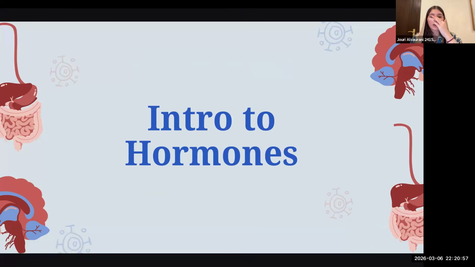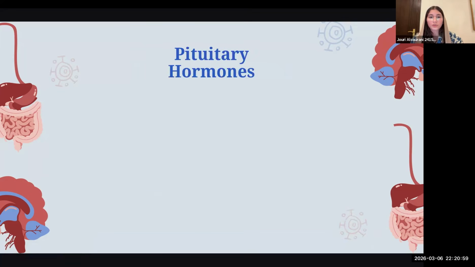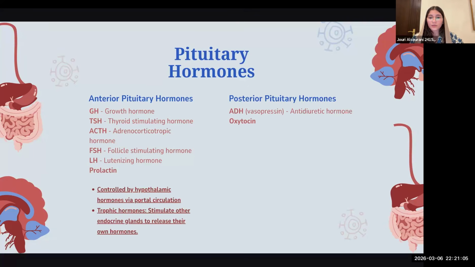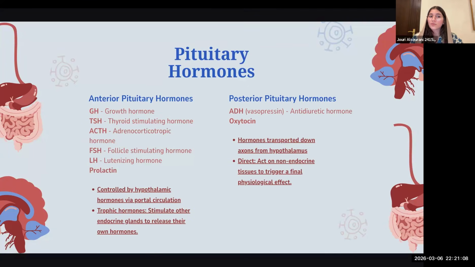Okay, so now an introduction to the hormones. We have 6 main hormones from the anterior pituitary. We have growth hormone, thyroid stimulating hormone, which is TSH, adrenocorticotropic hormone, ACTH, follicle stimulating hormone, FSH, luteinizing hormone, LH, and prolactin. Please keep in mind the abbreviations because this is how I'm going to be referring to them moving forward. These hormones are all controlled by the hypothalamus using the portal circulation, which we just went through.